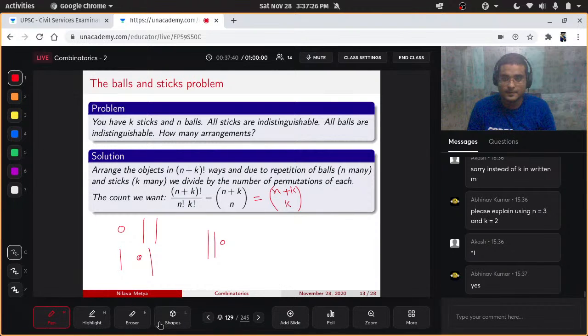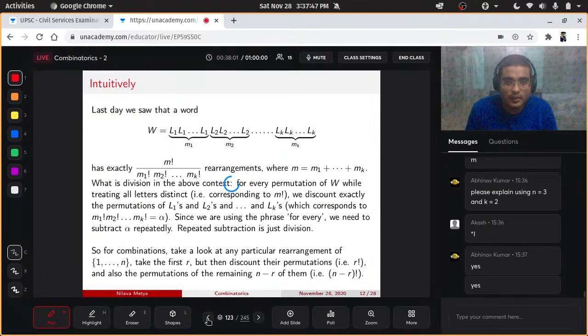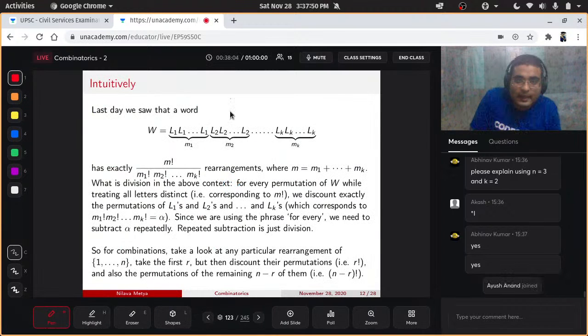Did you understand what I am trying to say? So how many permutations of these balls and sticks are there, where the balls are the same and the sticks are the same, but a ball and a stick are different? If I go back to the last slide, you can think of L1 as the balls and L2 as the sticks, and there is no other letter, so this part is absent.